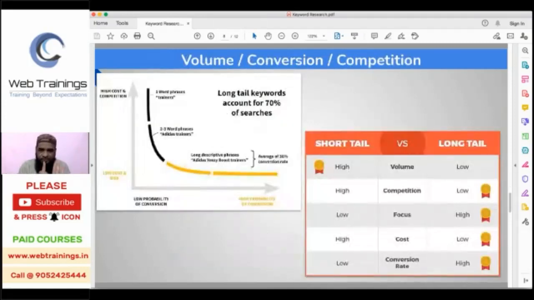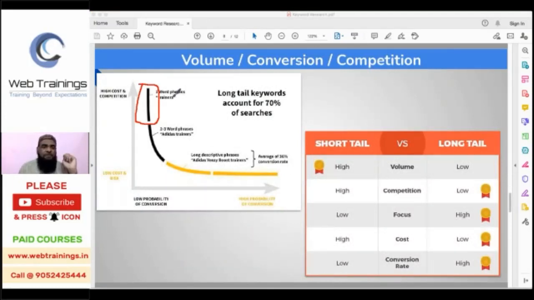See this option number 1. When we talk about generic keywords, 1 word keywords or 2 words keywords, just short, what happens is when you go with this one, volume is crazy. How many people are searching for that word? I can say millions of people are searching. But the problem is extremely high cost and extremely competitive.